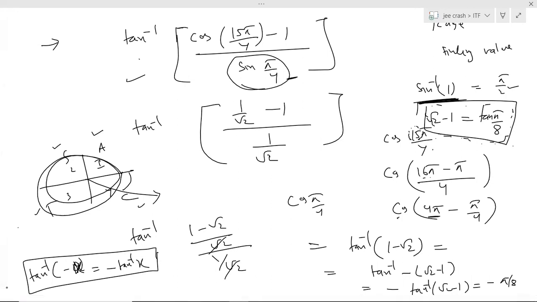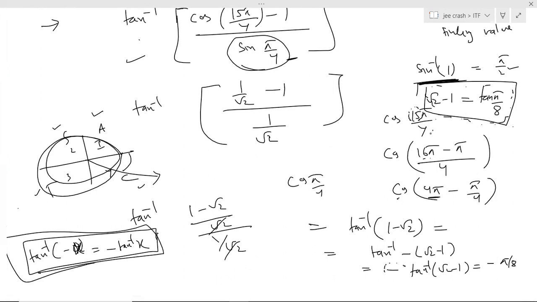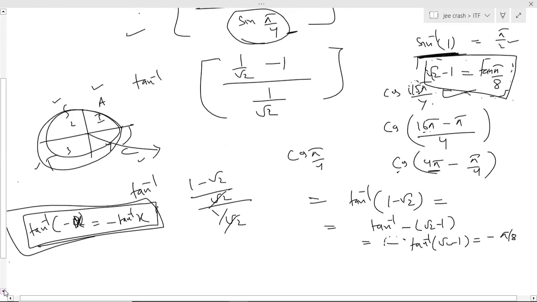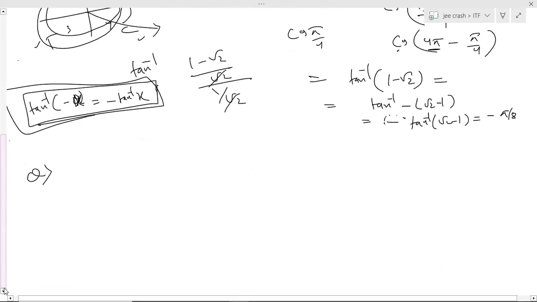So this is the only property I used of inverse trigo. Otherwise, this question is from trigo itself. Is it clear, everyone? Yes, sir. Right. This is the property you should know, the value you should know, and how to solve, right? You should not have to think a lot, or do a lot of calculations here also. Let's try to solve another question.